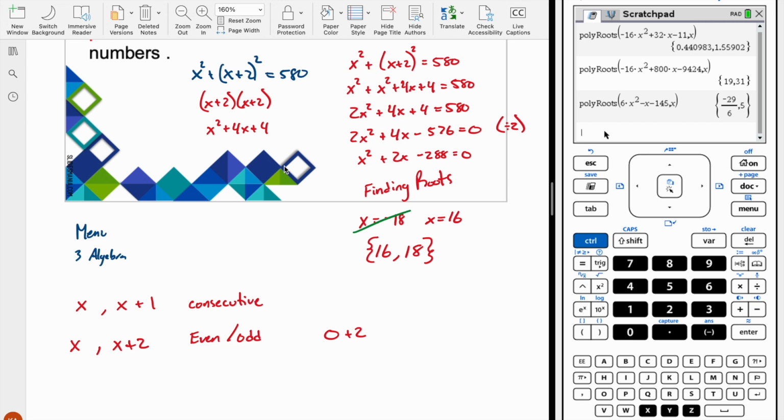Now, with this problem, the sum of the squares of two consecutive positive even numbers is 580. First thing, the fact that we're talking about the sum means we are looking at an addition problem.